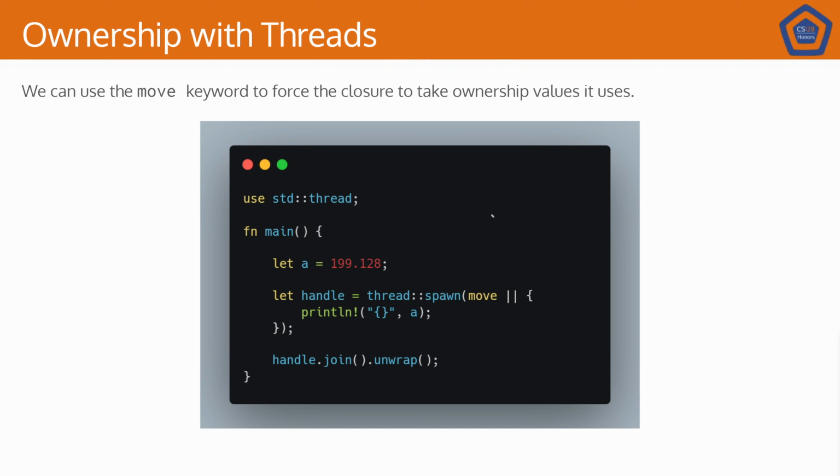All we have to do is precede our closure by the move keyword, saying, hey, I know you only need a reference to A, but why don't you just take the entirety of A? Take ownership of A. And this code works. This code compiles. It does exactly what you would expect it to do. Of course, just keep in mind, we don't have access to A anymore here. So we have to be a little bit careful.